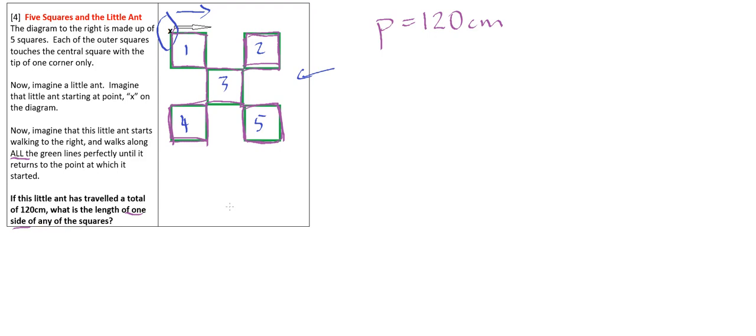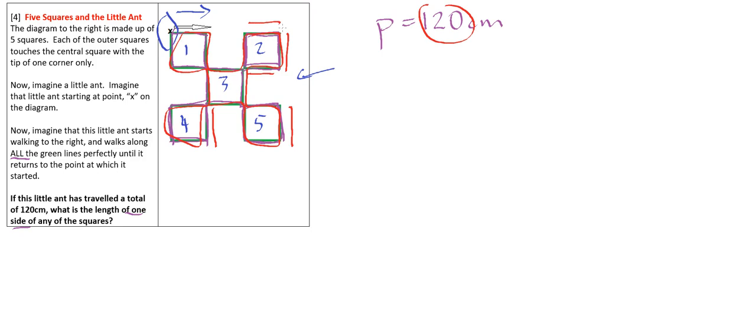Okay, so this is an interesting one. So let's have a look at this. We just want to know what the length of any one of these distances is. What is the length of one side of any of the squares? So let's not worry about 5 squares. Let's just deal with 1. Now the total perimeter is 120, but that's all of the sides that the ant went along. So that's a lot of sides. So let's forget about that.